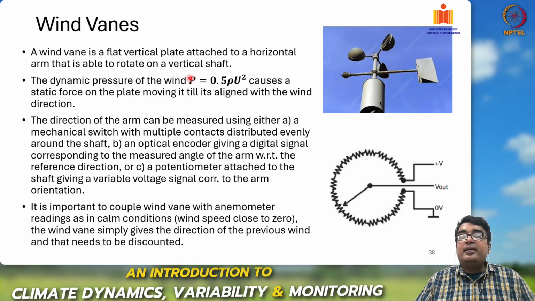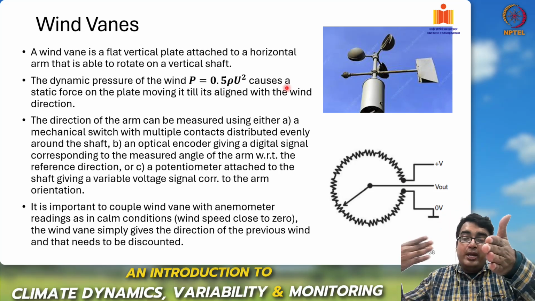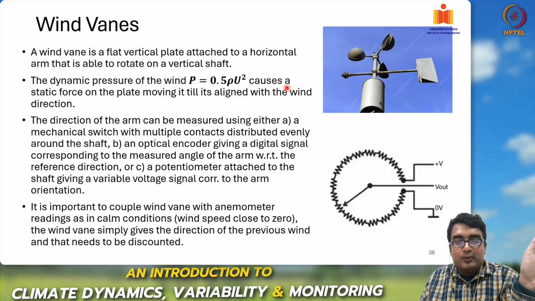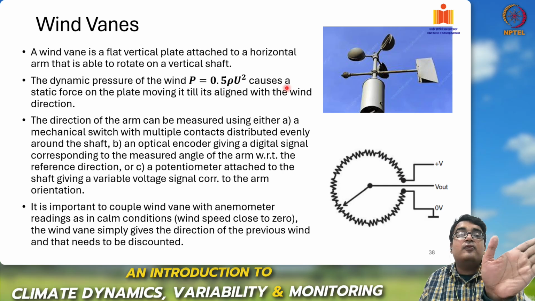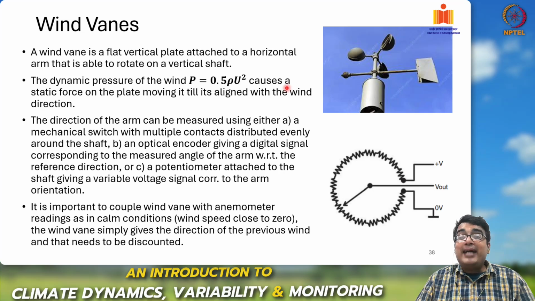The dynamic pressure of wind on this plate is half rho, the density of air, into u square, the wind speed, which causes a static force on the plate, moving it till it is aligned with the wind direction, and then it stops moving. So you have a flat plate like this, and the wind is moving like this. It goes till the plate is parallel to the direction of the motion of the wind. Then there is no further force and the wind vane stops moving. And this way, the direction of the wind can be determined.